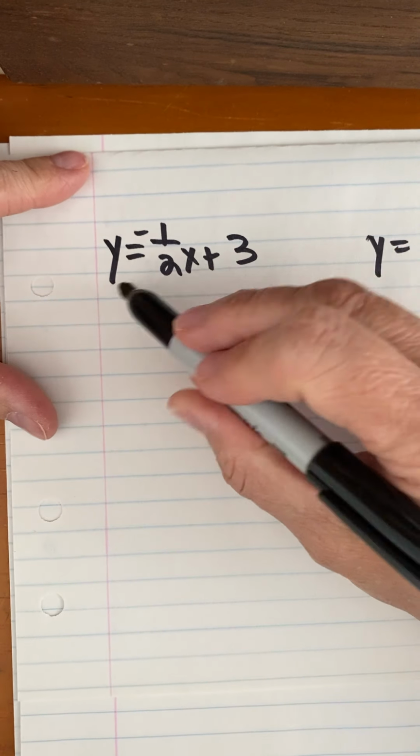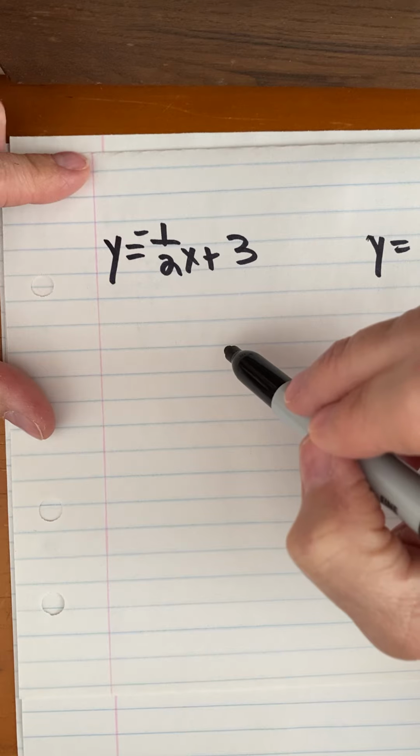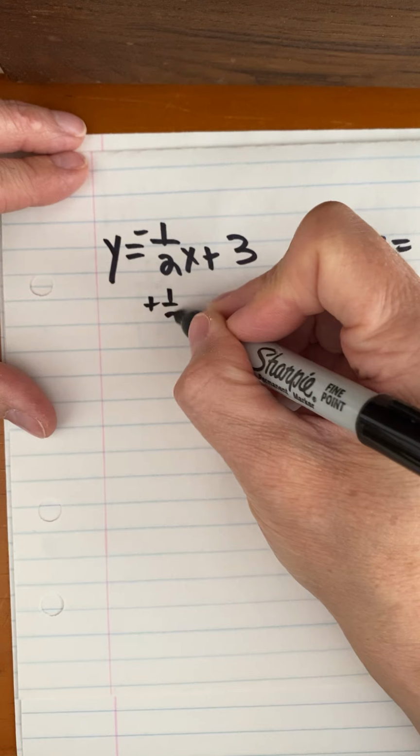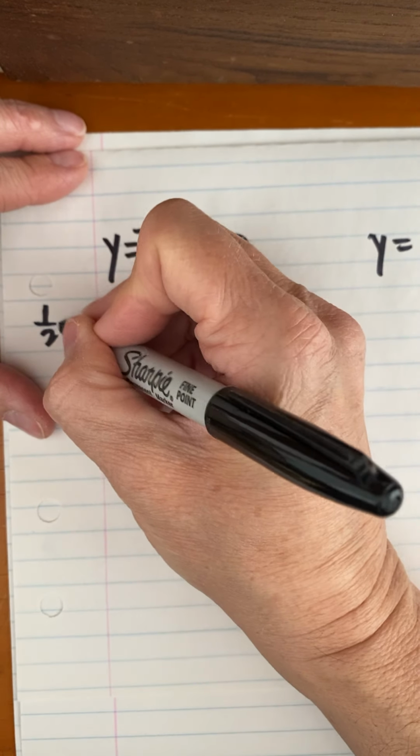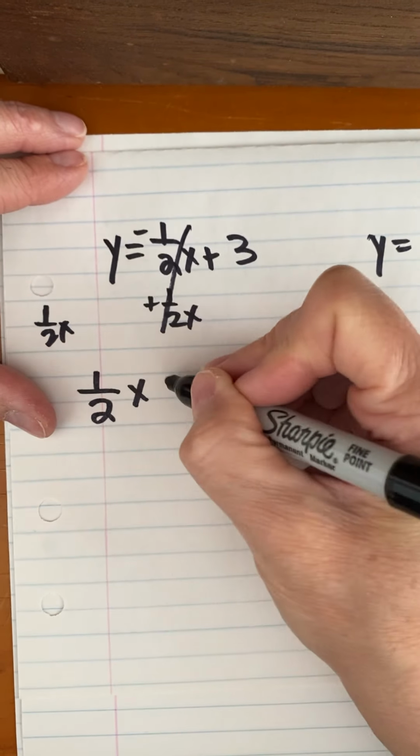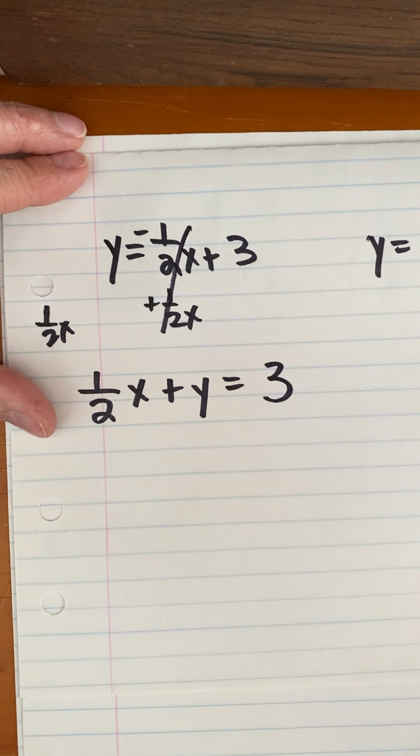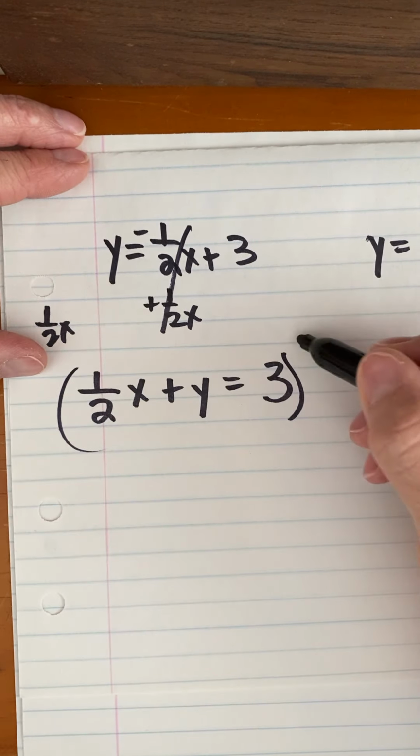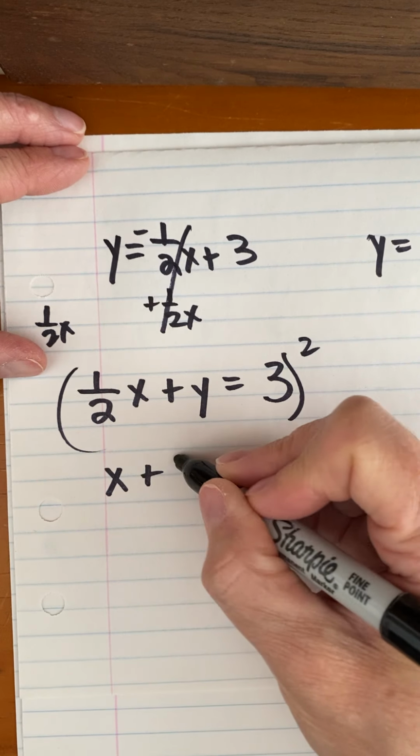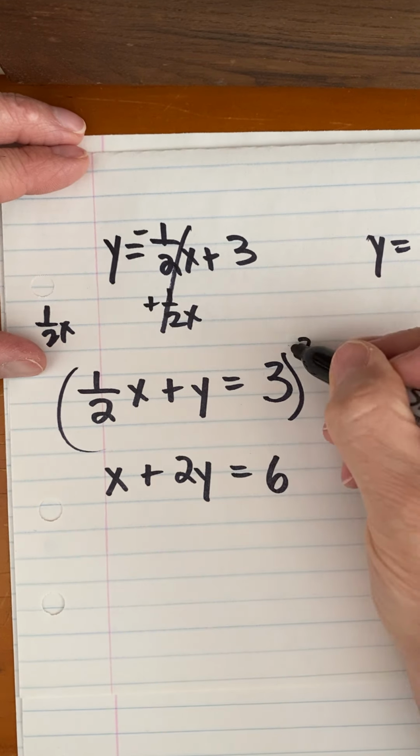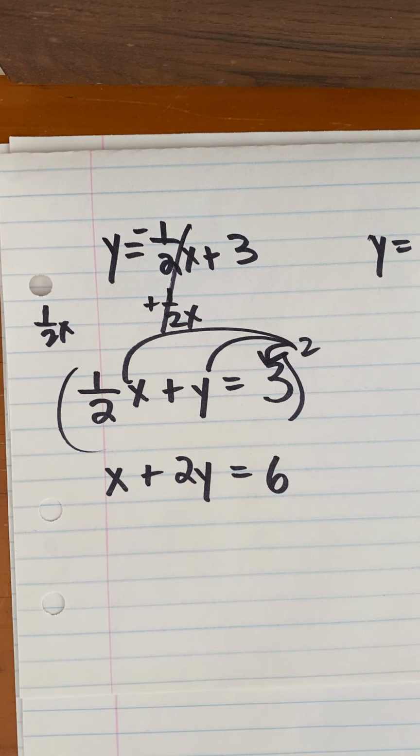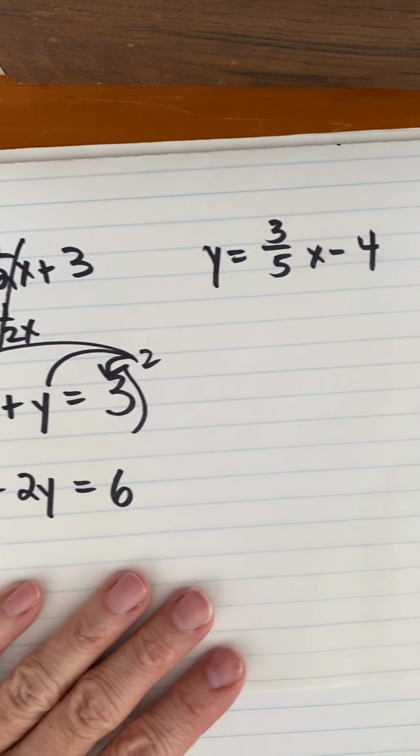If you're not sure what to do, watch me do the first one, then stop the video and do the second one on your own. Okay, well here, first of all, x and y are not on the same side. So the first thing I'm going to do is add 1/2 x to both sides. Okay, so now I have 1/2 x plus y equals 3. Okay, it's looking better, looking more like standard form, but it's not standard form yet because there's a fraction. So I'm going to multiply everything by 2. I get x plus 2y equals 6. Remember, you have to multiply everything by 2, even those things that aren't fractions. Okay, so now that is standard form.